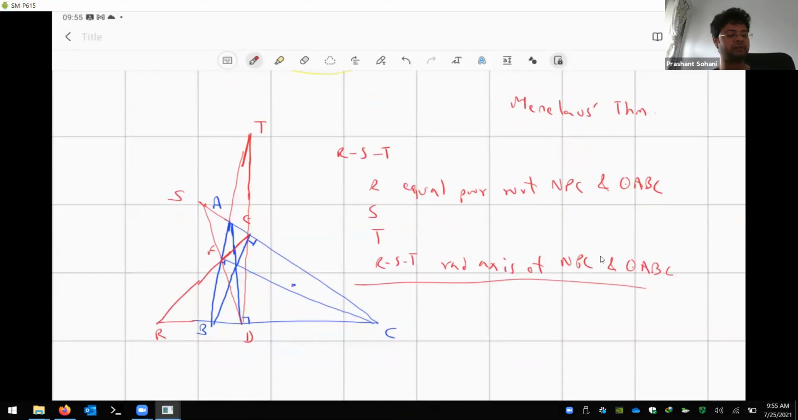But the interesting thing that we have discovered here is that obviously any two circles will have a radical axis, but for these two special circles, the radical axis is nothing but the points where the feet of altitude meet the opposite side. So those R, S, T are in fact the radical axis.